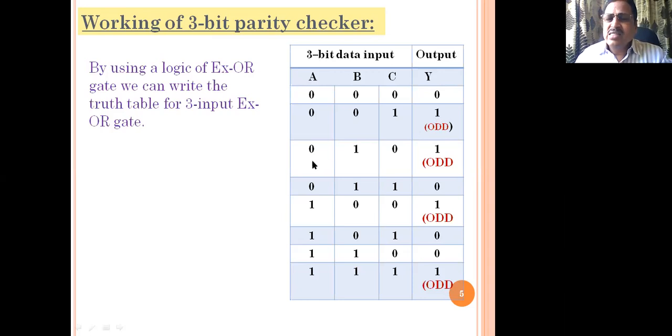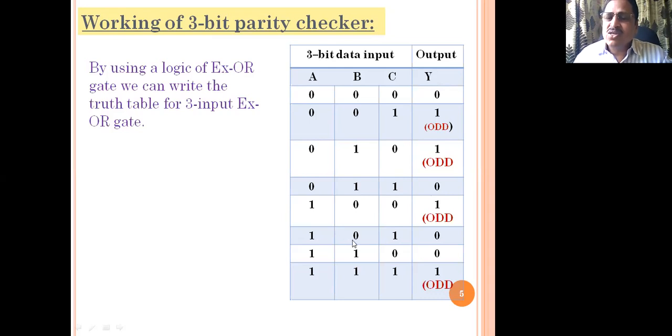Similarly, here 0 XOR 1 is 1, and 1 XOR 0 again results in 1. Here 0 XOR 1 by the first 2-input XOR gate, the result is 1. This 1 again XOR with 1 by the truth table of the 2-input XOR gate, 1 XOR 1 comes to 0. Here 1 XOR 0 will be 1. Again 1 XOR 0 will be 1.